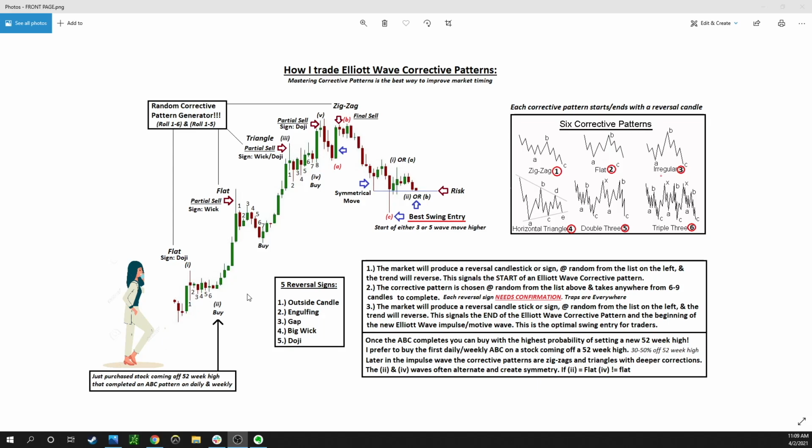Confirmation comes in the form of multiple candle closes above or below certain price levels. So every correction pattern starts with one of the 5 reversal signs: outside candle, engulfing candle, a gap, a big wick on the chart, or some type of doji with volume. And they will end with one of the 5 reversal signs, and they typically end 6 to 9 candles later. Once they end, that's what starts the next impulse wave. These impulse waves can go on a lot longer than most people think.